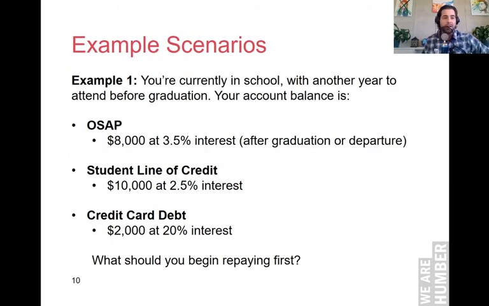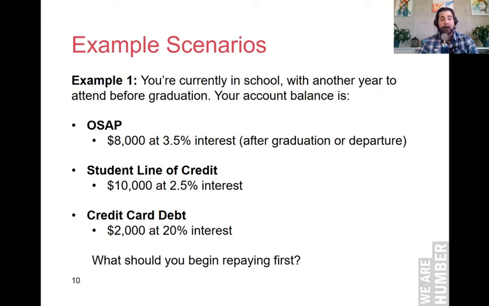So if you look at this example scenario again, you're currently at school. The lines of interest that you've got here are $8,000 at 3.5% interest after graduation or departure. Your student line of credit is again $10,000 at 2.5% interest, and you've got a credit card debt of $2,000 at 20% interest. So what should you begin repaying first?